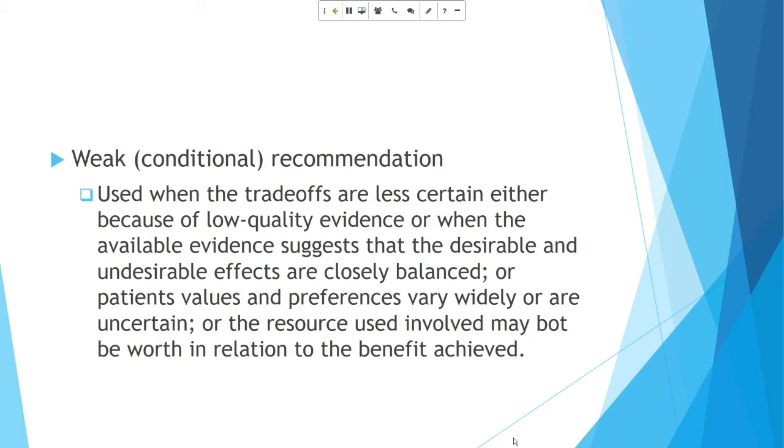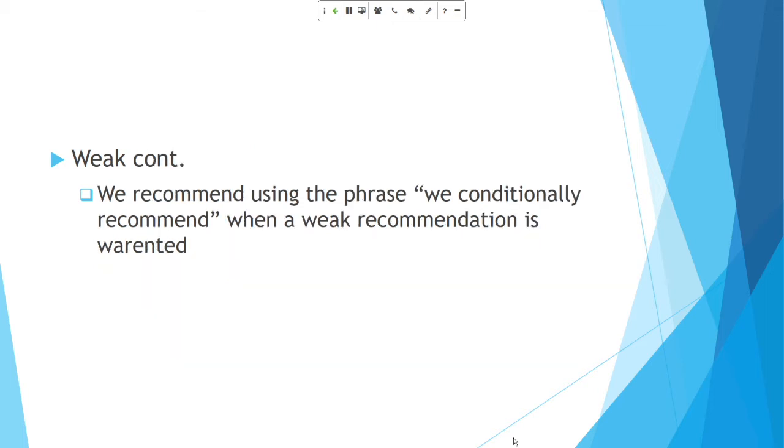When you're looking at weak recommendations, these are also called conditional recommendations. They're used when the trade-offs are less certain, either because of low-quality evidence or when the available evidence suggests that the desirable and undesirable effects are closely balanced, or if you have patients' values and preferences that will vary widely, or you're uncertain, or lastly, the resources involved may not be worth it in relation to the benefit achieved. Also, we recommend using the phrase here, we conditionally recommend, when a weak recommendation is warranted.